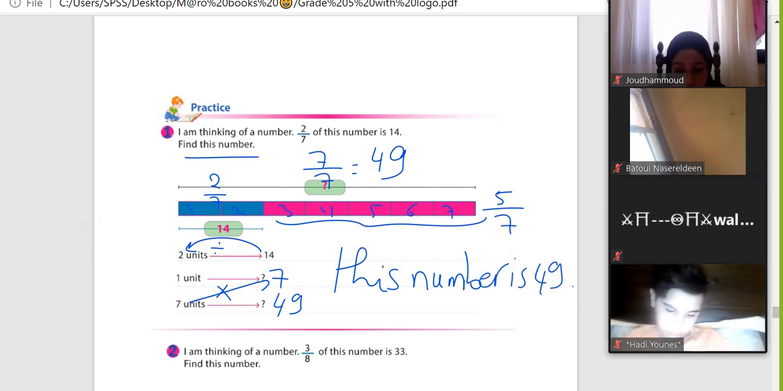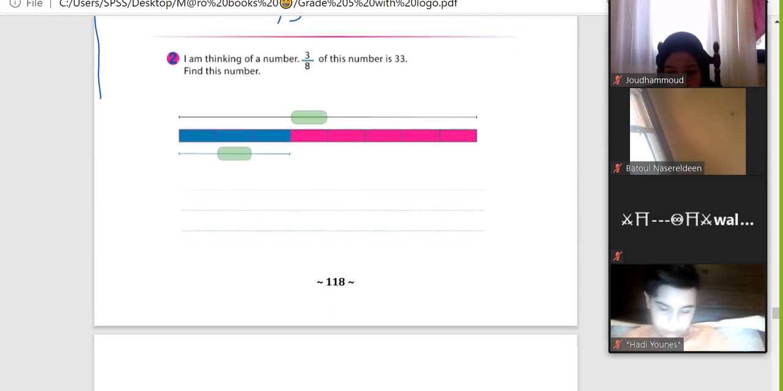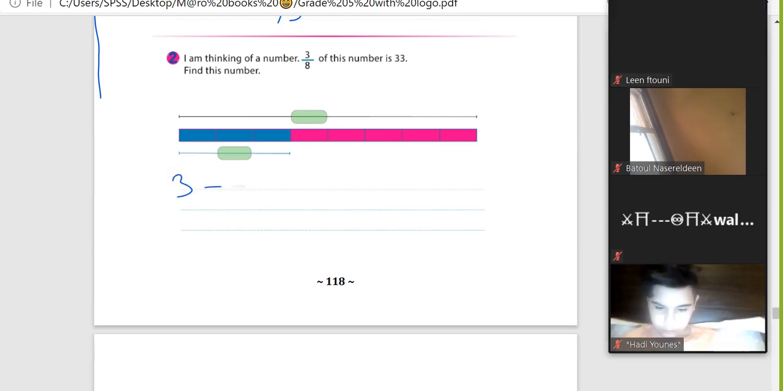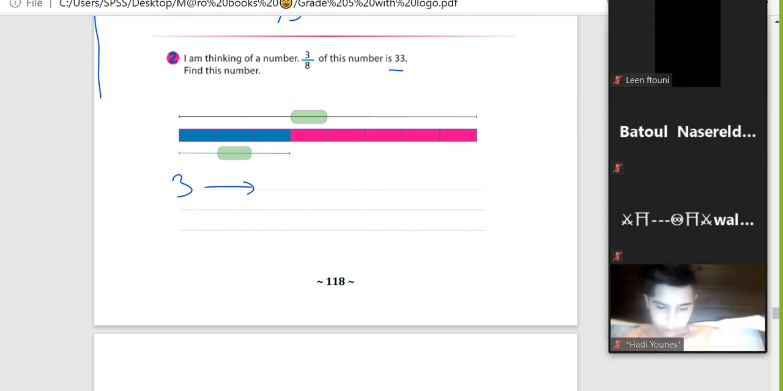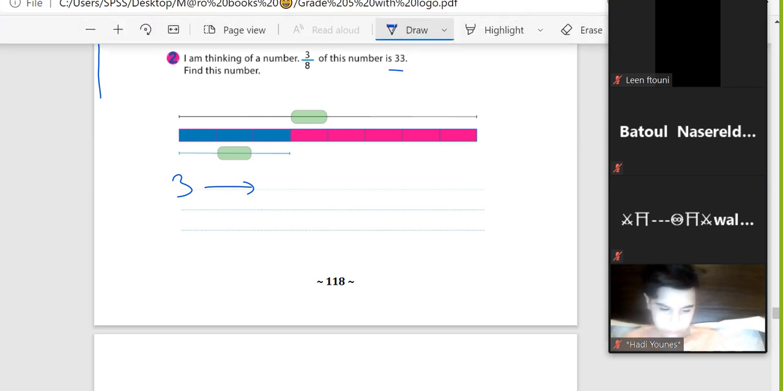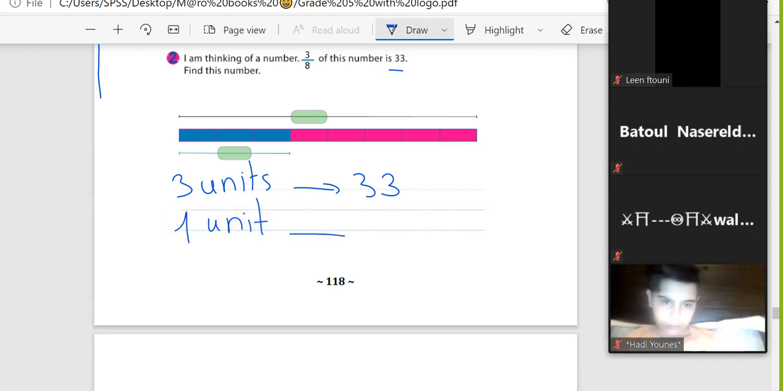Keep with me now. Don't write. I am thinking of a number. 3 over 8, 33. مجرد ما نقول 3 over 8, 33 دغري فتح اللاين يعني 3 قد ايه بتعطيني؟ 33. 3 شو؟ 3 units. So 3 units give me 33. هلا شو بدي جيب؟ أي يونت؟ أحسن. 1. 1 يونت. إيكوال وات؟ 33 إيكوال 11.